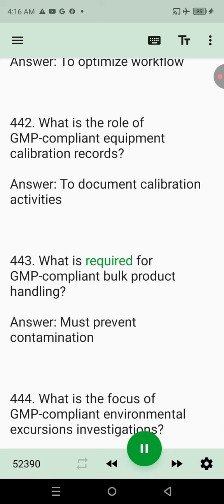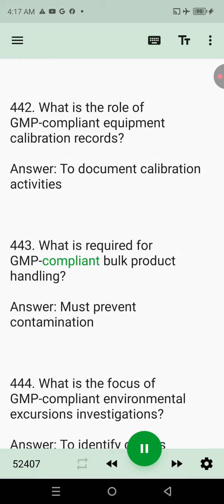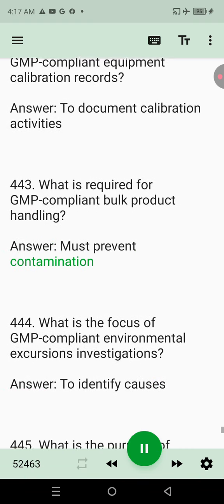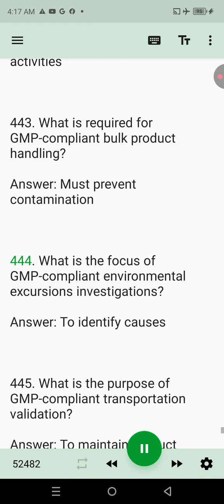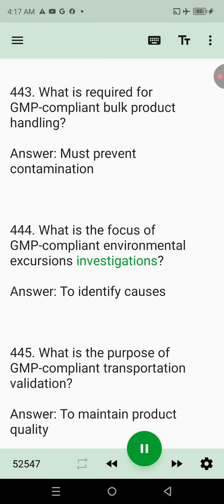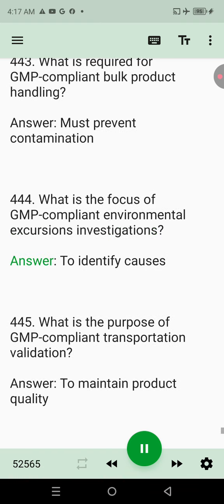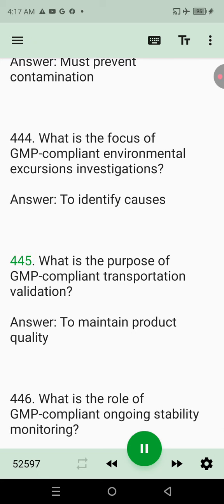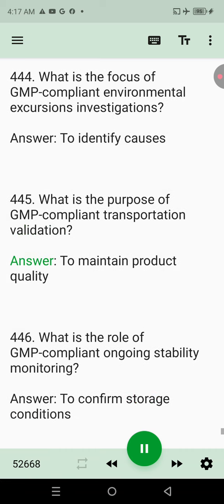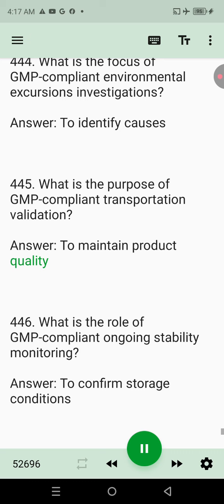443. What is required for GMP-compliant bulk product handling? Answer: must prevent contamination. 444. What is the focus of GMP-compliant environmental excursions investigations? Answer: to identify causes. 445. What is the purpose of GMP-compliant transportation validation? Answer: to maintain product quality.